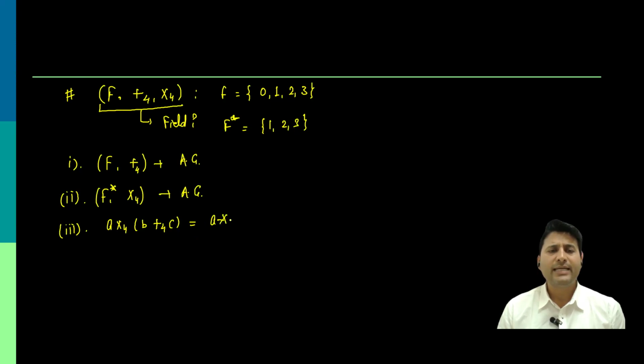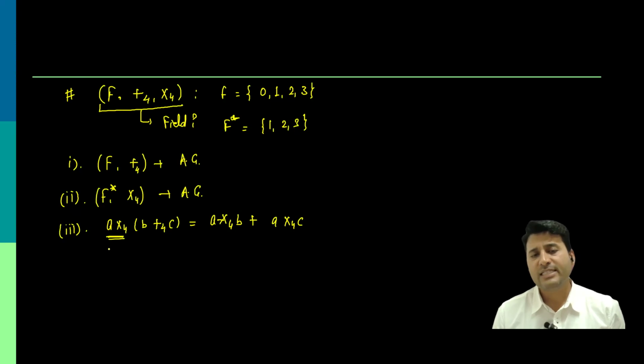So a times-4 (b plus-4 c) and a times-4 b plus-4 a times-4 c. It should be from both the sides; I did only from one side. It should be from both the sides also. So for checking these one by one, what are we supposed to do? We are supposed to make a Cayley table or composition table.